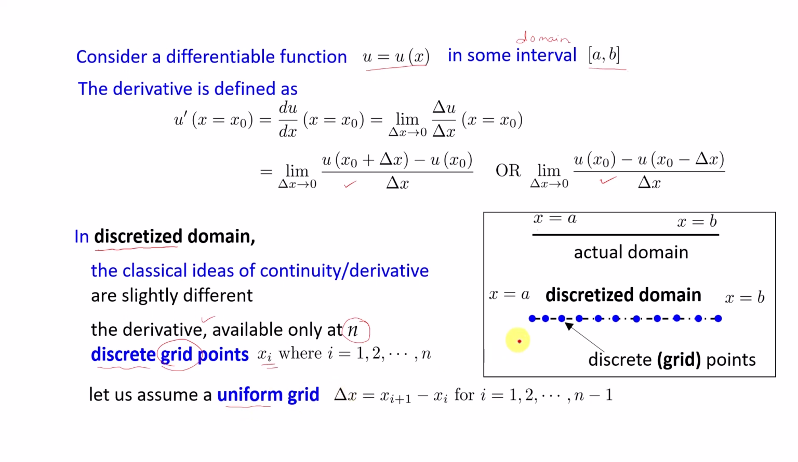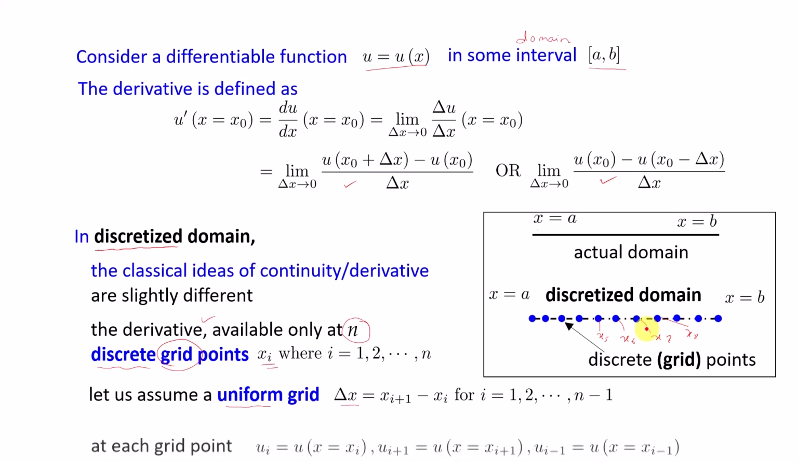So we start with an assumption of uniform grid. By uniform grid we mean that xi plus 1 minus xi, that is delta x, is constant for all grids. So for instance, this is 1, 2, 3, 4, 5, this is my x5, this is x6, this is x7. So the distance between x5 and x6 is same as the distance between x6 and x7, is same as the distance between x7 and x8, etc., etc.